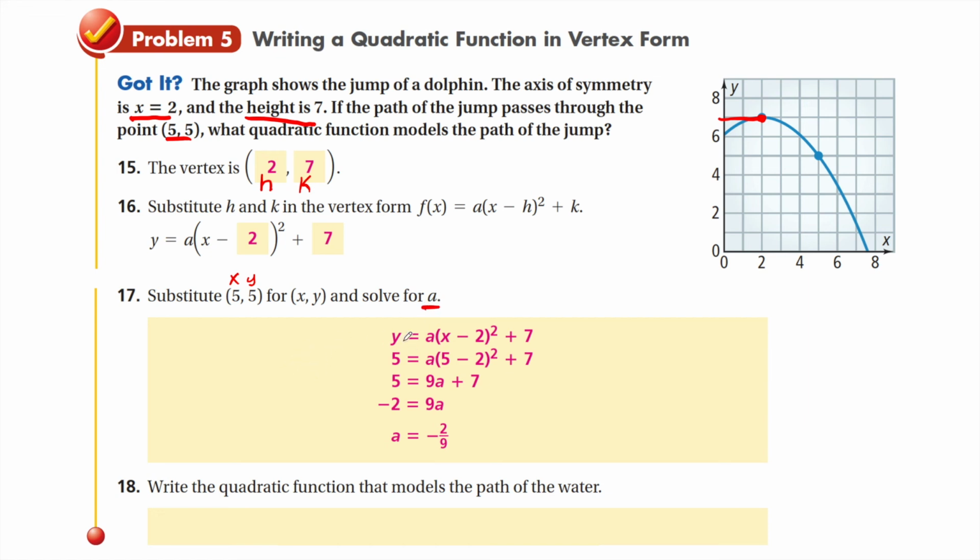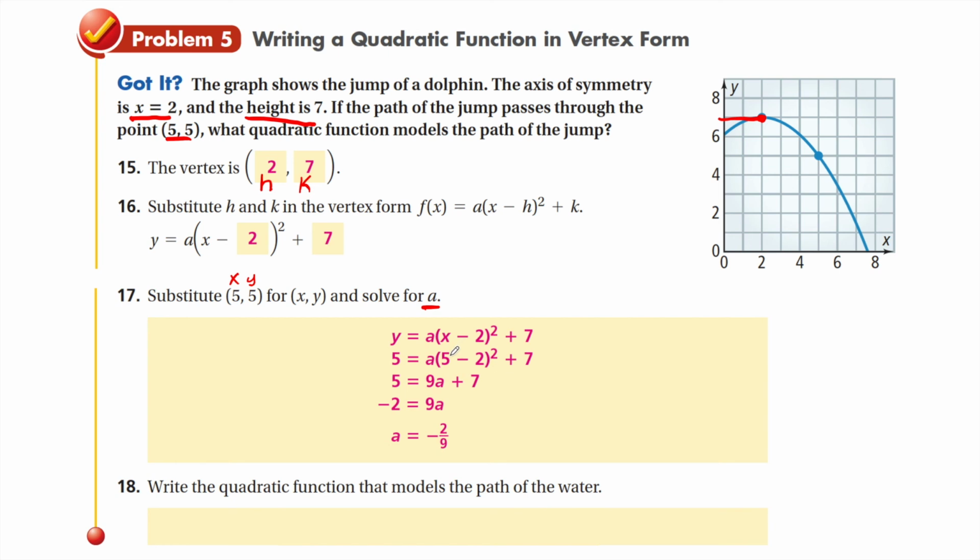So I'm going to write down the original equation. So we have y equals a times the quantity x minus 2 squared plus 7. I'm then going to substitute in the 5. Now, normally I would put parentheses around everything, but those parentheses aren't going to matter in this case, so I'm not going to worry too much about it.